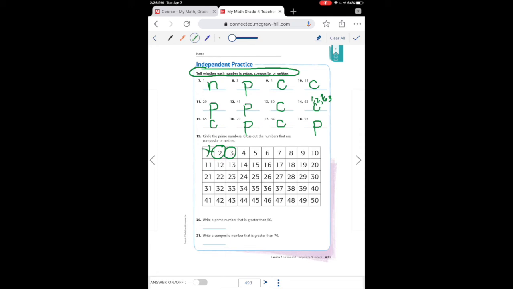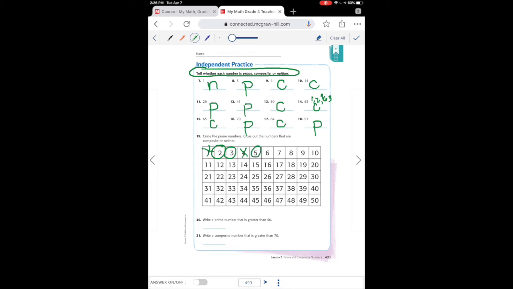Number 4 has the factors of 1, 2, and 4. So since it has more than 2 factors, it is composite. So I'm going to cross it out. 5. The only factors of 5 are 1 and 5, so it is prime.